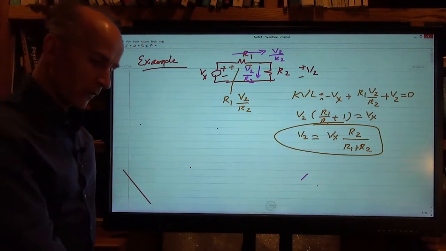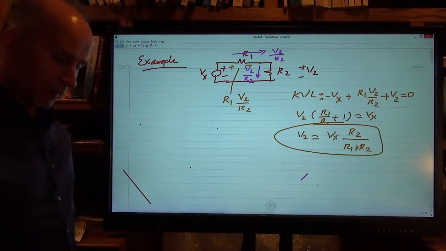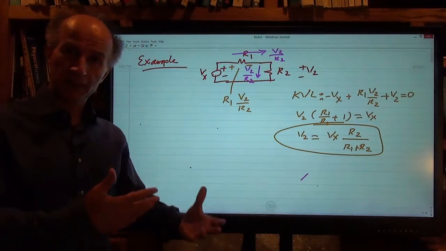Okay, so that was an example of the use of KVL, KCL, and Ohm's law.